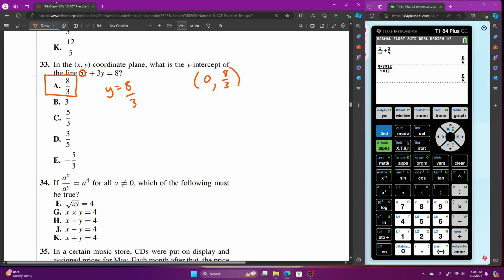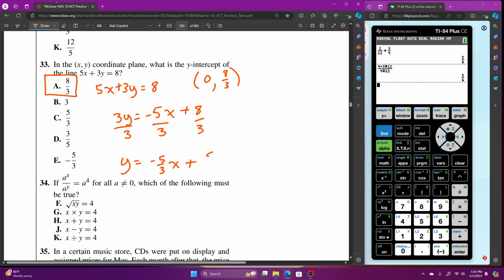Or you could rewrite it to slope-intercept format. You could say 5x plus 3y equals 8, and isolate your y, subtract the 5x from both sides. 3y equals negative 5x plus 8. Divide everything by 3. And now you have your slope-intercept form. Y equals negative 5/3 x plus 8/3. Y equals mx plus b. Your y-intercept is 8/3. Either way, same answer.